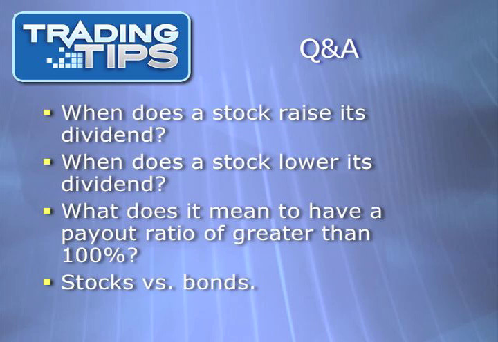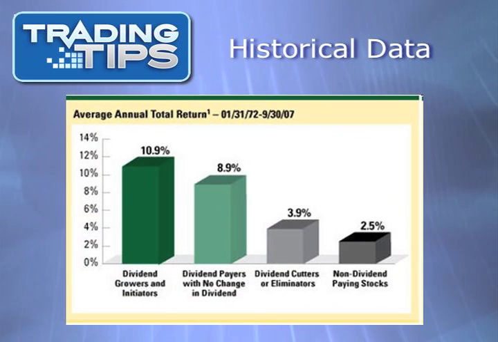Finally, let's consider stocks versus bonds. In many cases, good stocks like AT&T have higher yields than many bonds. In the case of AT&T, you have a greater chance of capital appreciation along with the 5.9% dividend yield. Finally, here's an interesting chart comparing the total returns of dividend stocks and non-dividend stocks from 1972 to 2007. Dividend growers and initiators were the best overall performers. Non-dividend paying stocks were the worst.